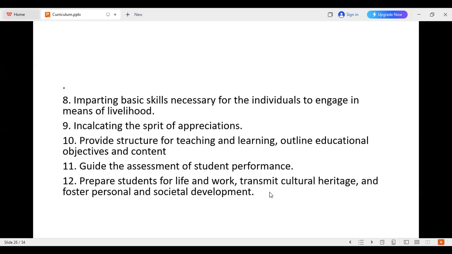And foster personal and societal development. Therefore, the curriculum should serve individual development, social development, and country development. If there is a well-developed, holistic curriculum, definitely it will serve the development of a country.